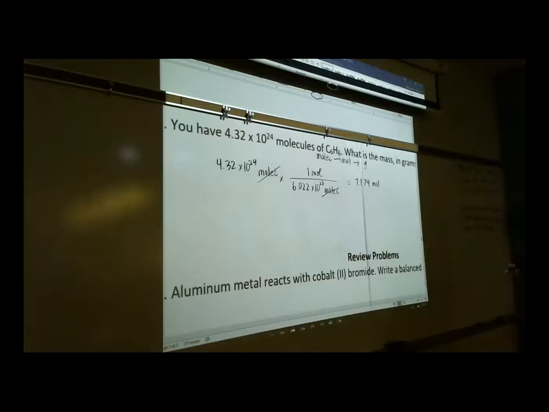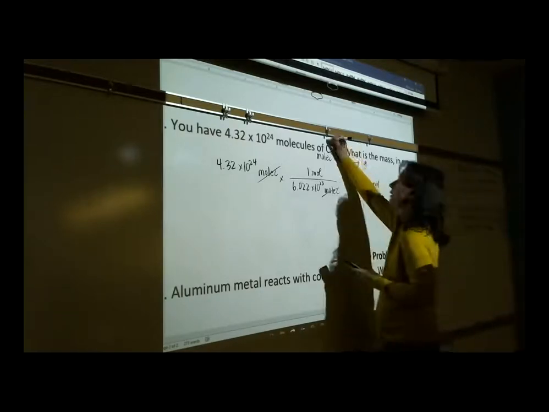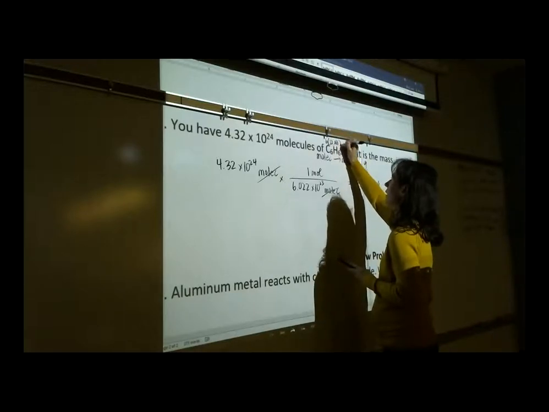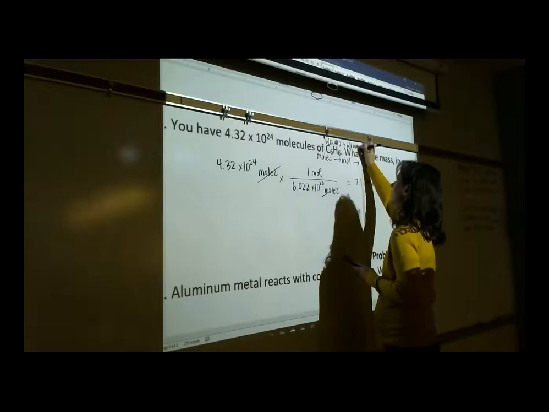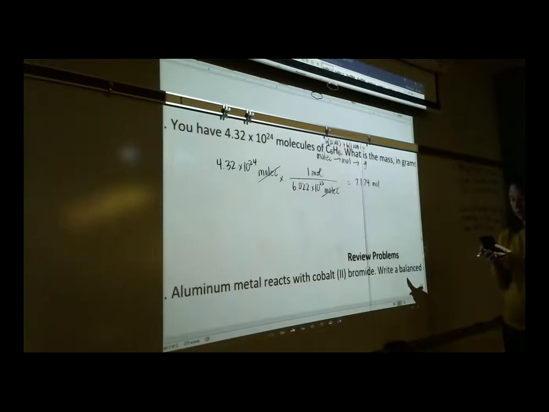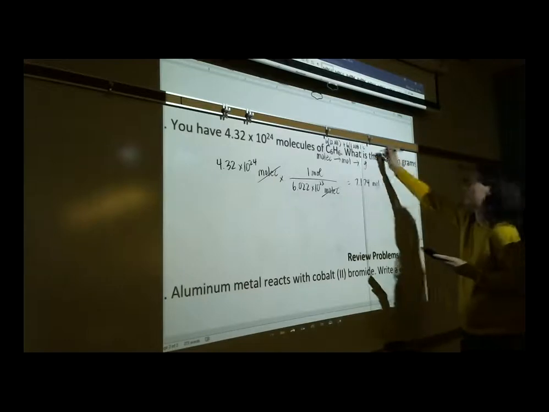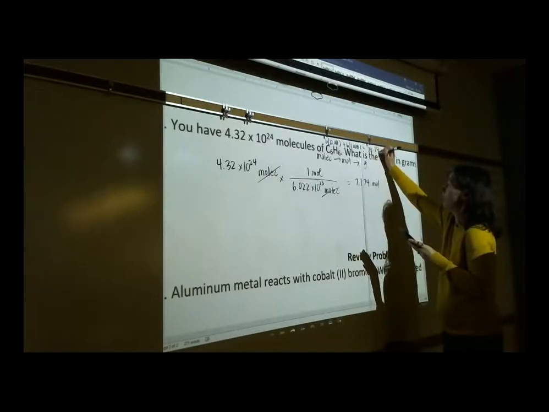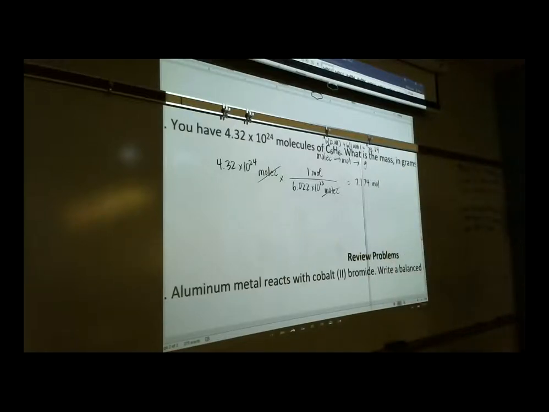Now we've got to convert moles to grams. So what do I need to do that? I need something to convert moles to grams. What do I use? Molar mass, right? Molar mass would be 6 times 12.011 plus 6 times 1.008. I got 78.114. Do we agree on that molar mass?